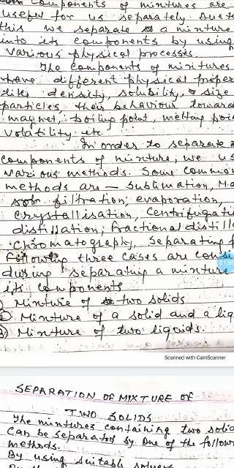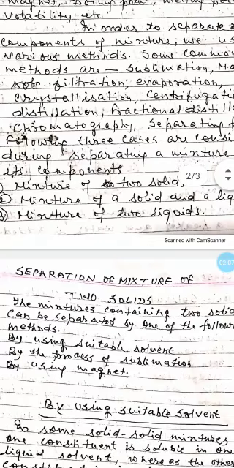We use different physical processes like evaporation, filtration, sublimation, magnetic separation, chromatography, churning, distillation, fractional distillation to separate the various types of mixtures, components of mixtures. First, today I am going to tell you about the process to separate the mixtures of solid.